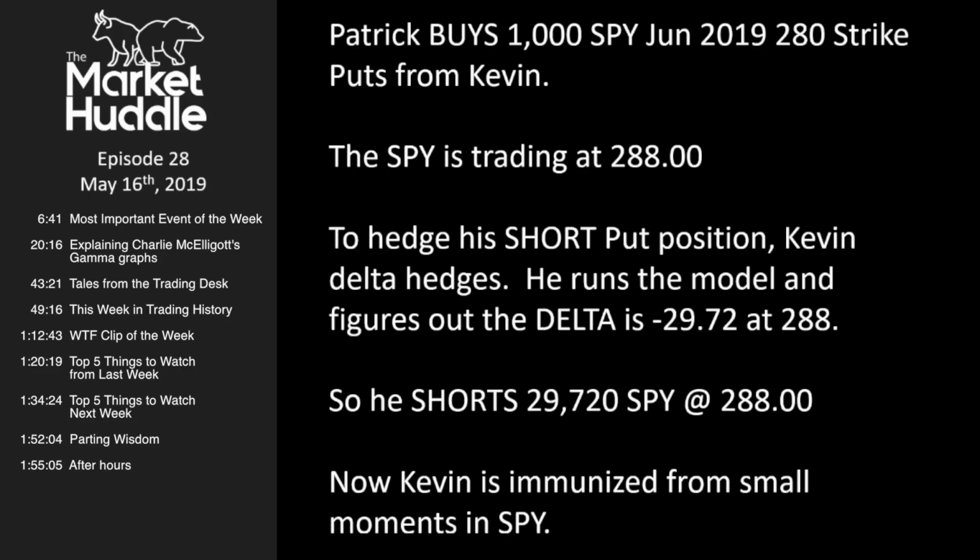Right. Okay, so I go and I short because the delta is 29.72. I go short 29,729 SPYs at 288. Okay, so now you're delta neutral. I'm delta neutral. So I'm immunized from small movements in the SPY. So if it goes to 287 and 3/4, and back to 288 and 1/4, I'm going to be okay for the most part. Okay, now let's go on to the next slide, Patrick.